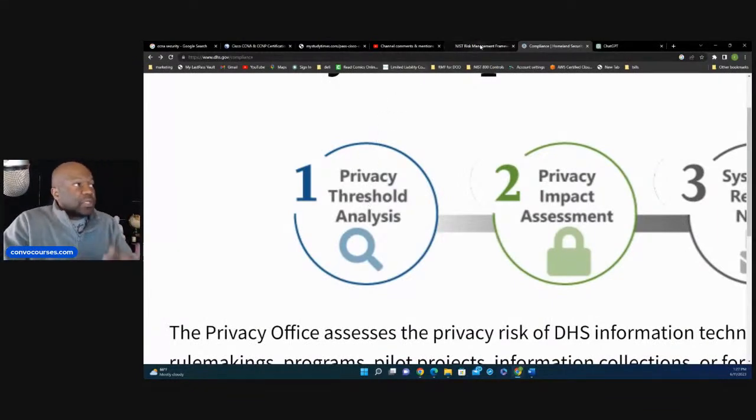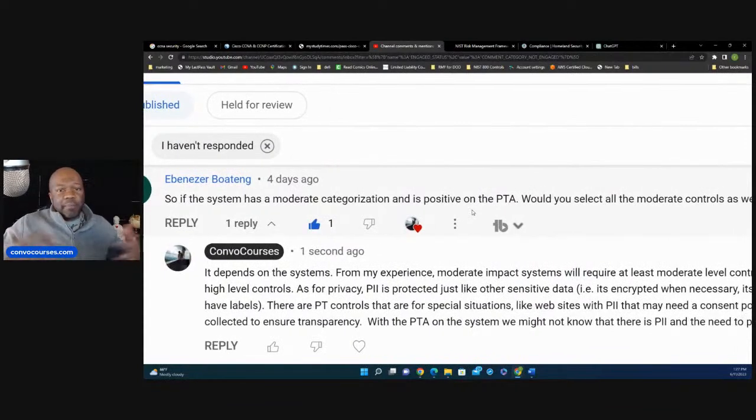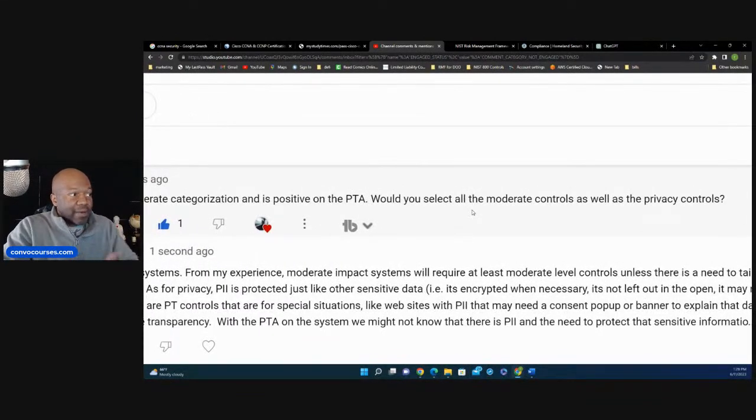And so let's put this all together here. His question is: I have a moderate system, let's say a payment system, and I know that it has PII on it. It has, say, account information, and it has username, first name and last name, and maybe date of birth on there. Would I select all the moderate controls as well as privacy controls?